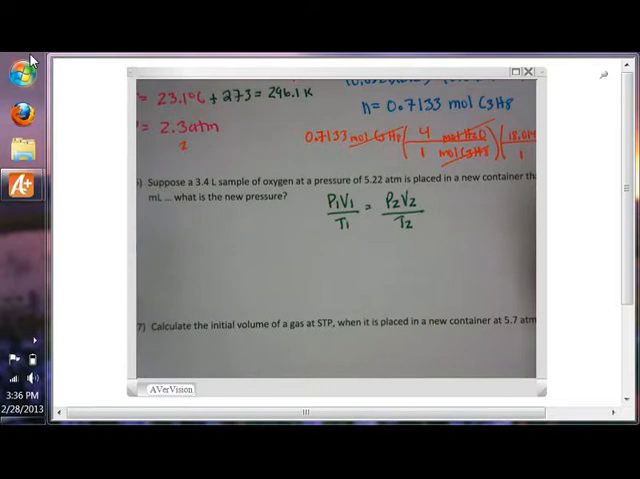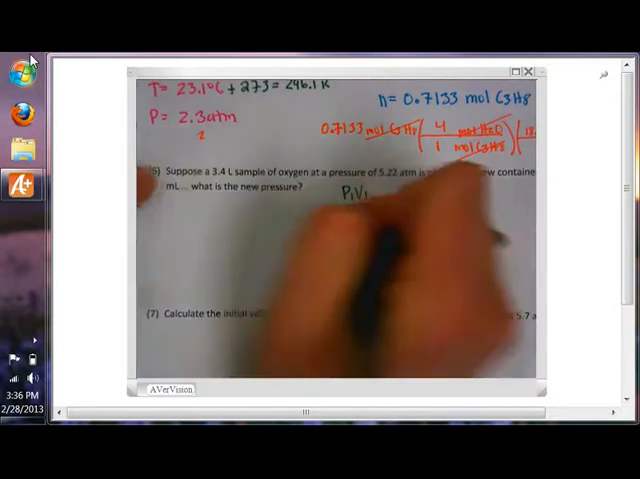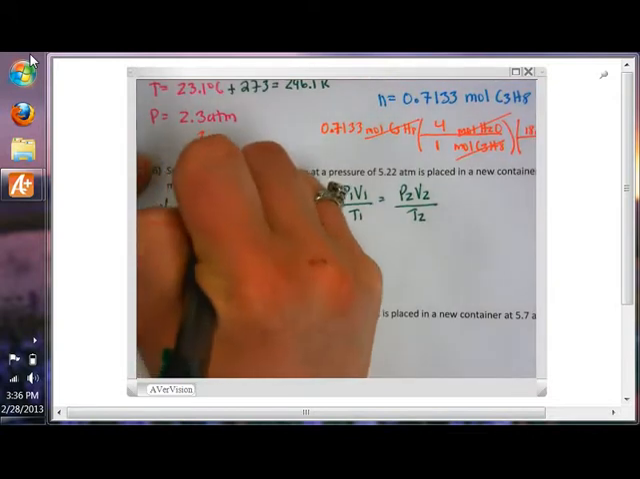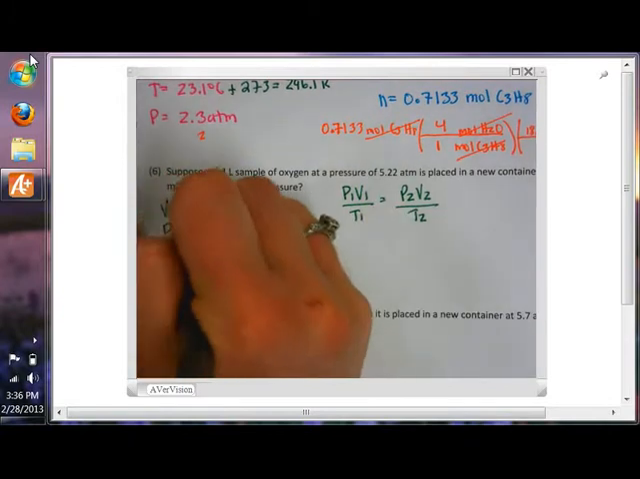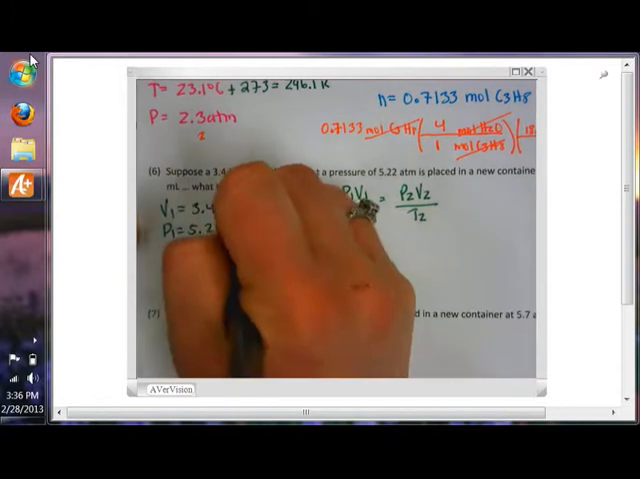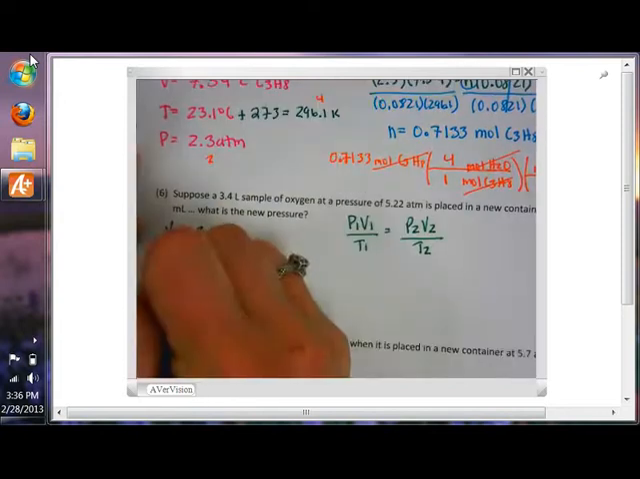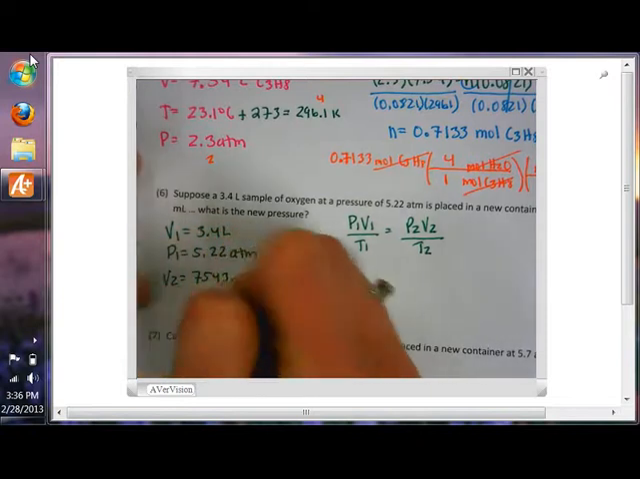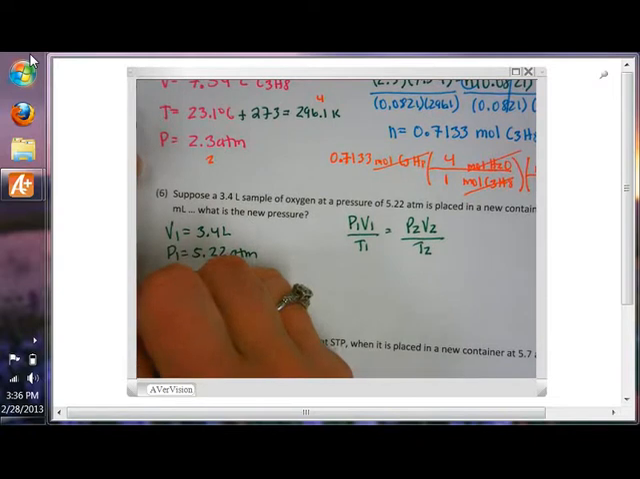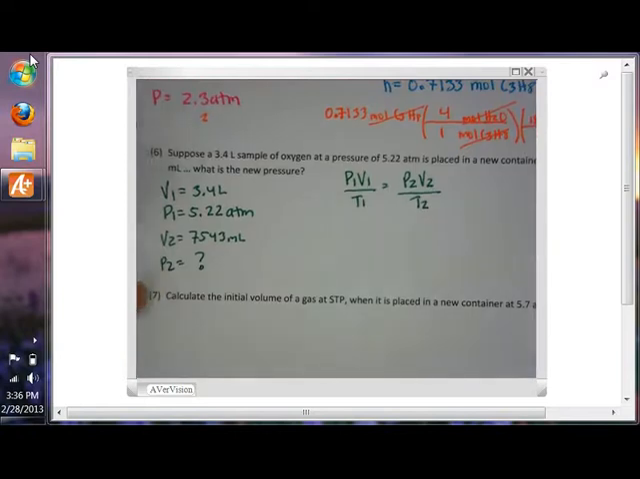So they give me a volume. My first volume is 3.4 liters. They give me a pressure as 5.22 ATM. They give me a new volume, which is 7,543 milliliters. So V2 equals 7,543 milliliters. What is the new pressure? So P2 equals, I don't know. So I'm looking, and there are just P's and V's. That means I can just cancel out the temperature part of this equation.